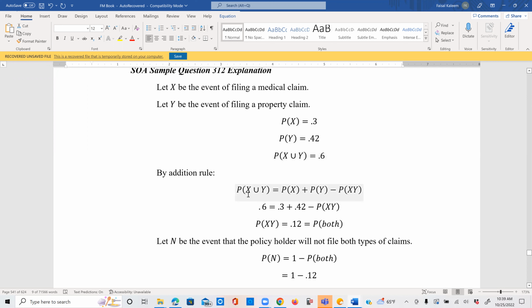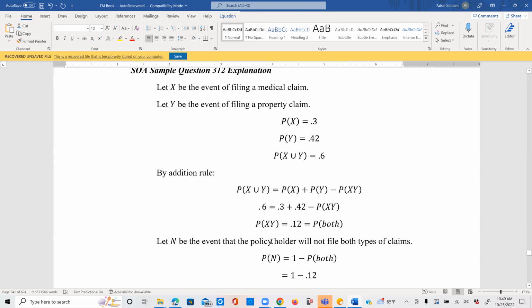By the addition rule, P of X union Y equals P of X plus P of Y minus P of XY. And this gives us P of XY equals 0.12. Now, P of XY means the probability of X and Y, which means the probability of filing both the claims. And the last part of the problem, the given condition, is that he does not file both the claims.